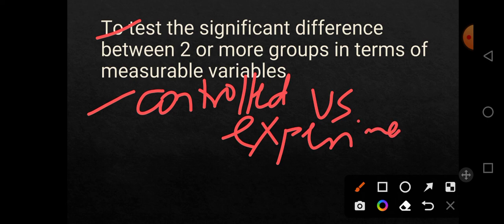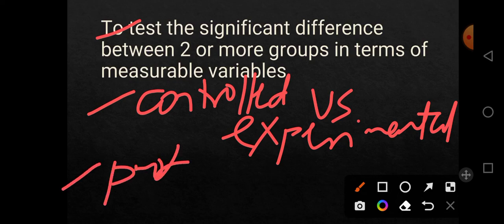And one more thing, oftentimes experimental researches produce a product. They produce a product. So these are the common criteria so that we can say that our research uses an experimental research design. For our next video presentation, we will be discussing the other guidelines on how to write your conceptual framework.